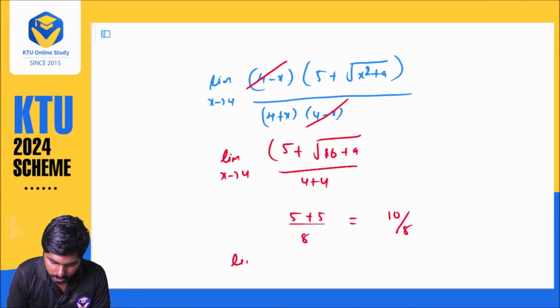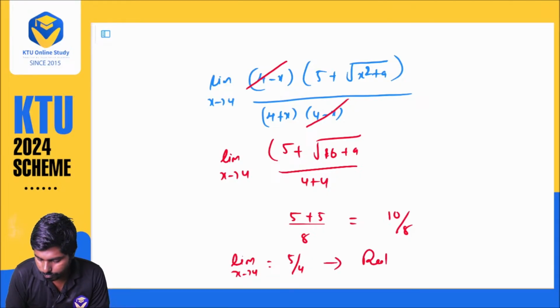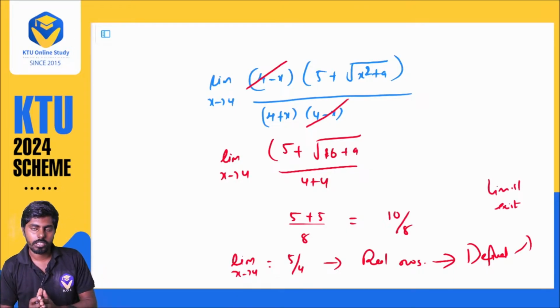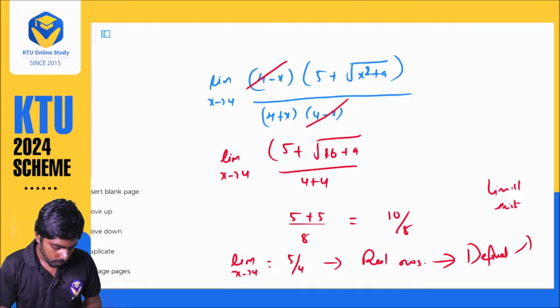So our answer is, limit x approaches 4, that is nothing but 5 divided by 4, which is what? A real number. Real number means it is defined. So we can say the limit exists. So this is the method. This is the procedure. What is the procedure you want to know?